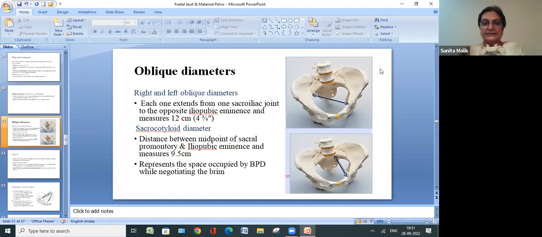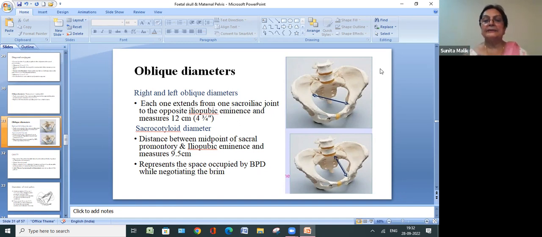So what we have is AP diameter 11 centimeters, transverse diameter 13 centimeters, and oblique diameter 12 centimeters. And when engagement is occurring, as the fetus always likes to occupy the most comfortable position, most of the time the engagement does not occur in the AP diameter. It occurs either in the transverse diameter or one of the oblique diameters, because it's 13 or 12 centimeters.